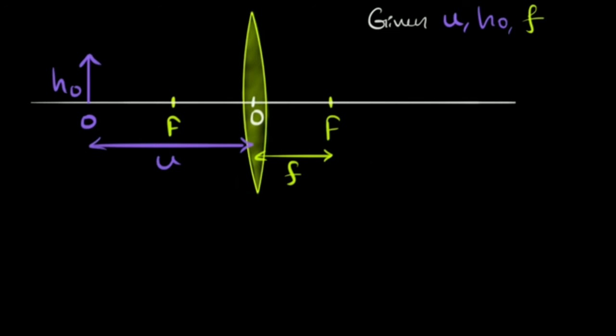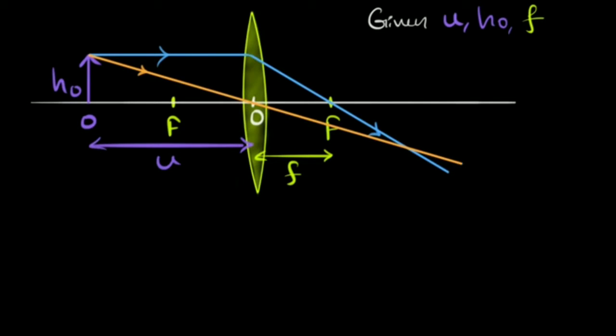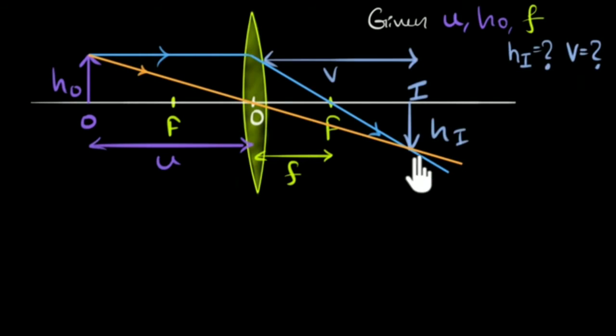So we can draw a ray diagram. Let's draw a couple of rays, and where the rays intersect an image is formed. The goal is to figure out the height of that image and how far that image is formed from the lens. So these are the two things we need to figure out.